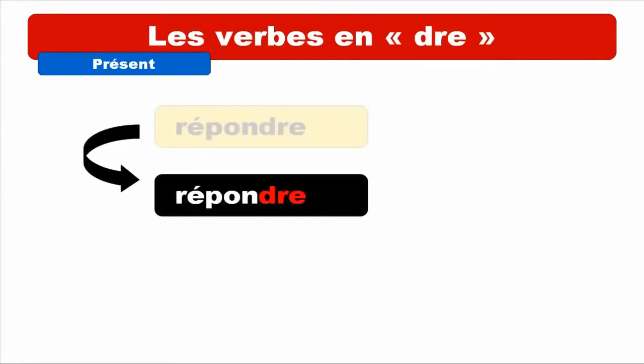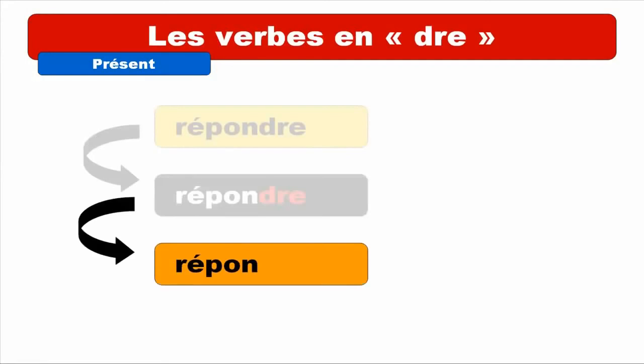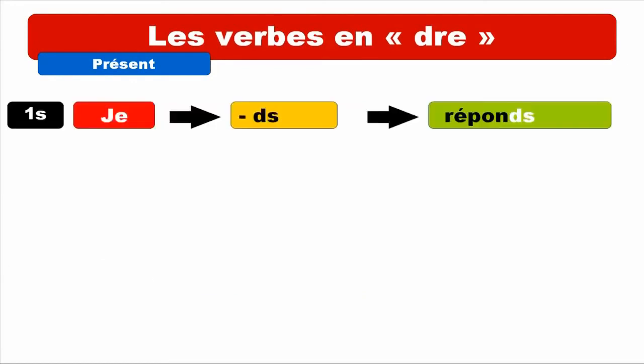The idea is that you've got to spot the ending. In this case, the ending is DRE. You will then take away the DRE, and you'll get répond, R-É-P-O-N. After that, you will combine this first part with the endings that we'll see right now. The first person ending is DS, and so you'll get the form je réponds.